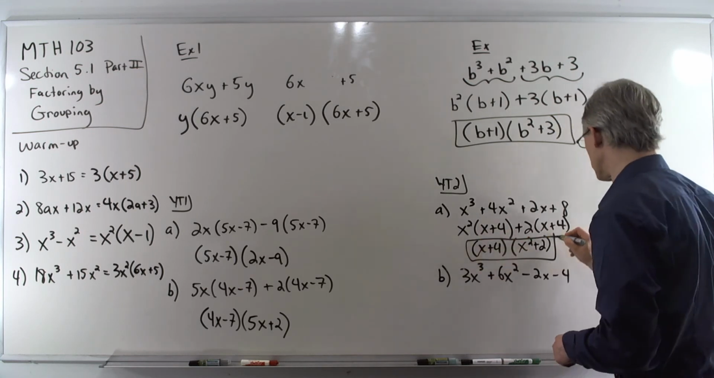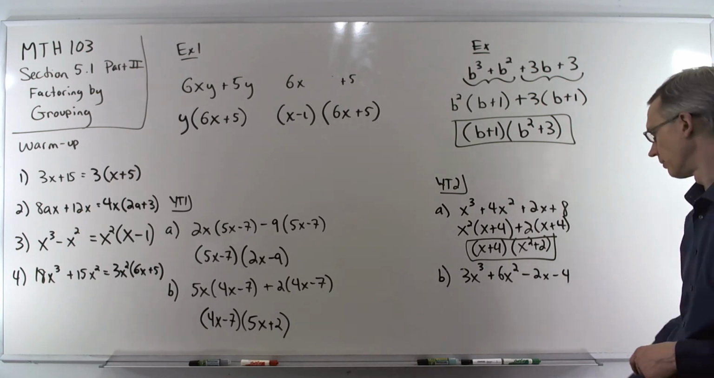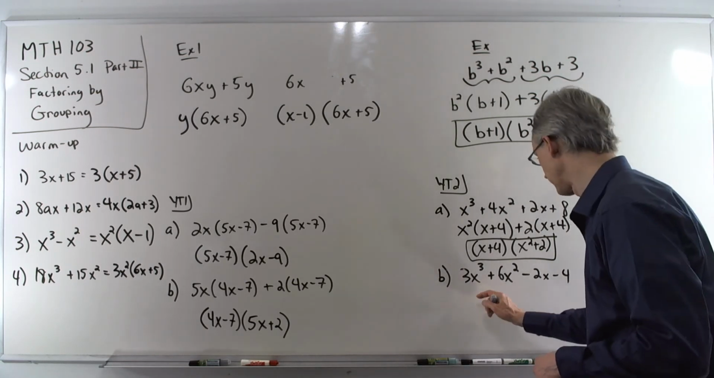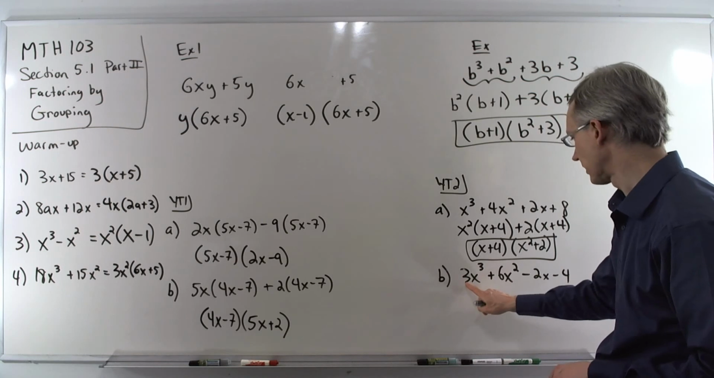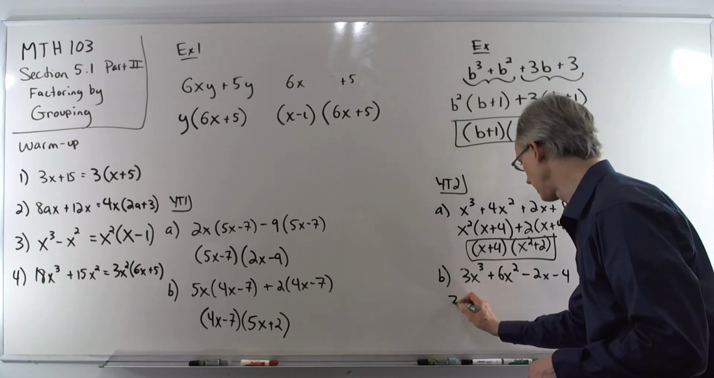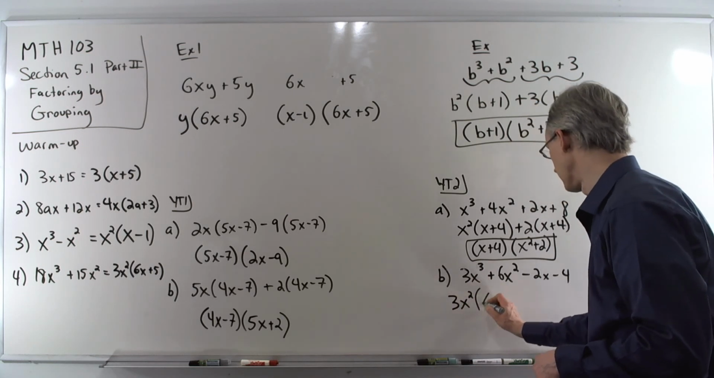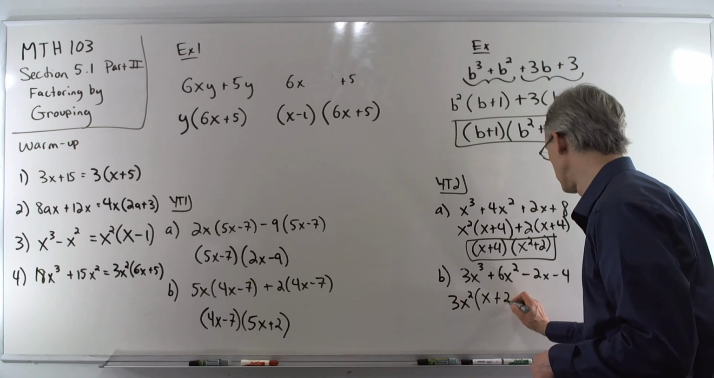x plus 4 times x squared plus 2. All right, next one, we can factor out x squared again. And in fact, we've got a common factor of 3 in between 3 and 6. So we can factor out 3x squared. And it gives us x plus 2.